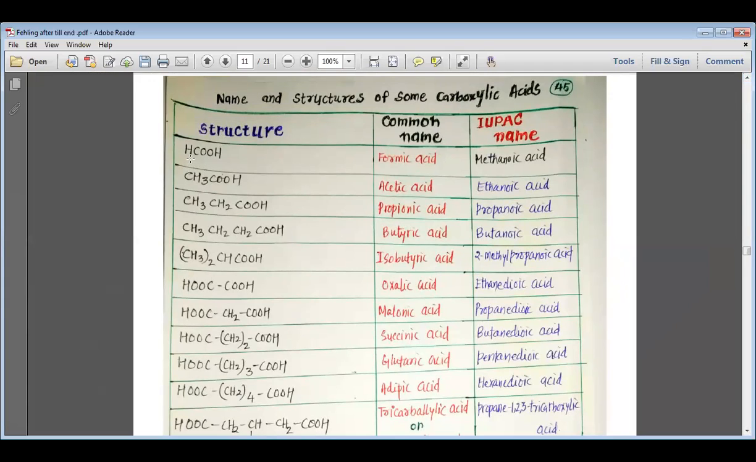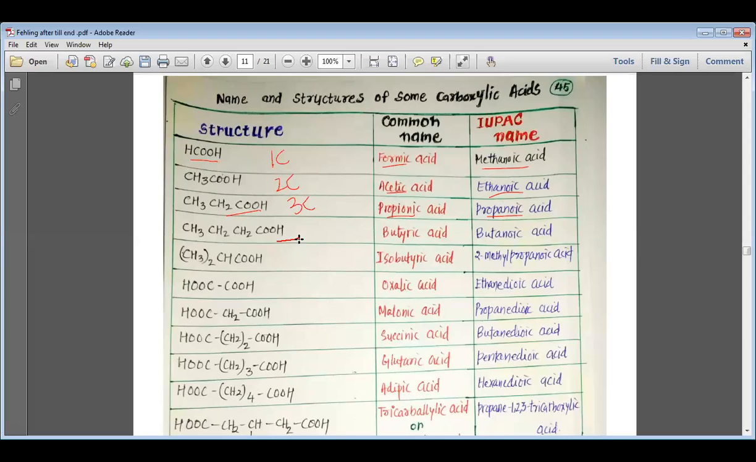You can see here the first number carbon, or carboxylic acid with one carbon. In common name, it is named as formic acid. In IUPAC name, it is named as methanoic acid. For two number carbon, you have acetic acid as a common name, and ethanoic acid as an IUPAC name. For three carbon on a normal chain, the common name is propionic acid, whereas IUPAC name is propanoic acid.